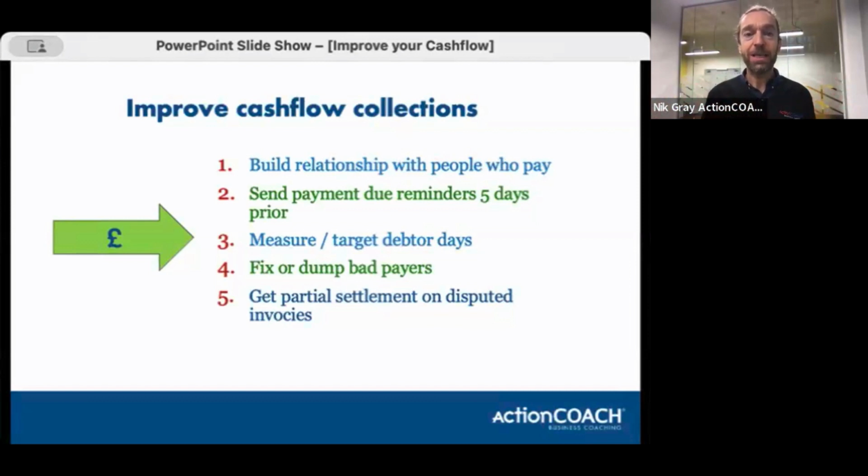Your terms are 30, your average is 38 days. So if you focus on that number, how can you get it from 38 down to 30? What strategies can you work on to bring that down? One thing might be reducing your terms. There might be any number of different strategies you can work on to improve that. But what you focus on gets better. So measure and target debtor days.